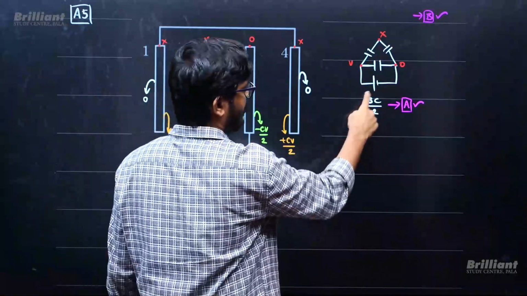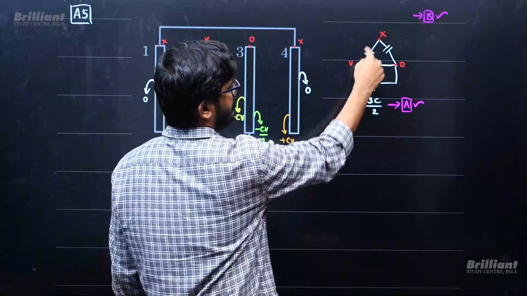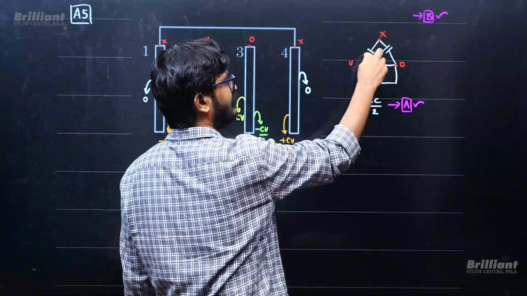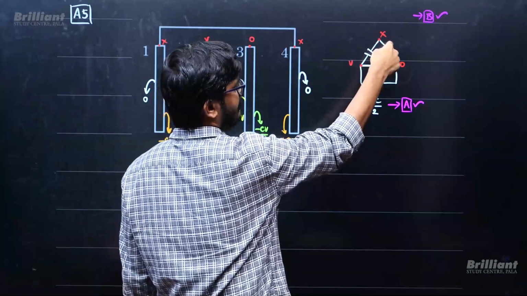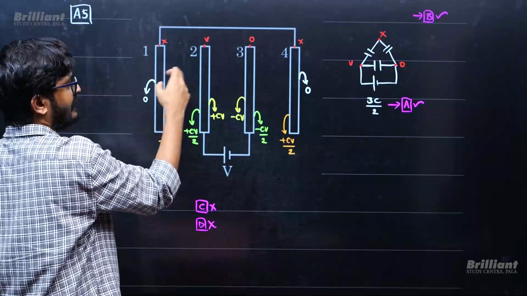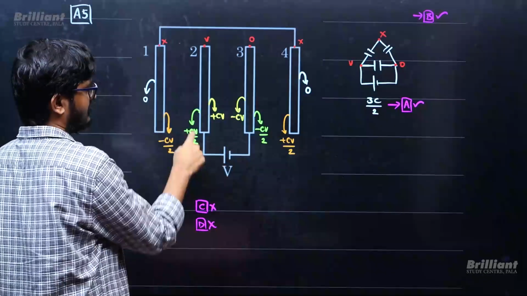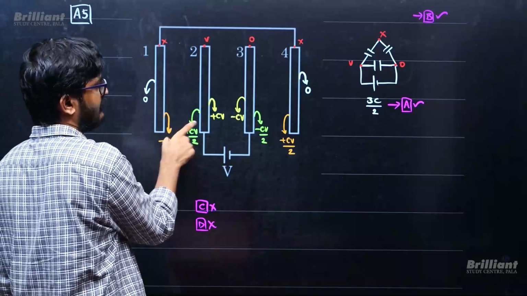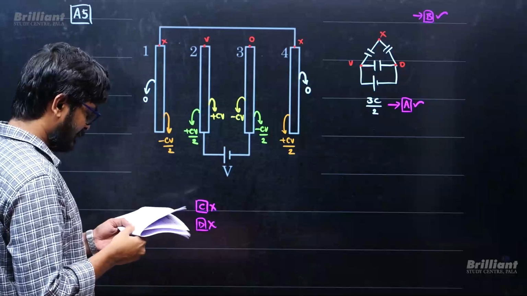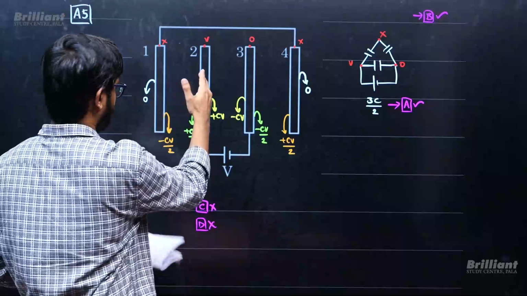But what is the equivalent capacitance? What is this capacitance? This capacitance is C by 2. So, charge on this is plus CV by 2, minus CV by 2, plus CV by 2, minus CV by 2. The thing between V and X, the charge is CV by 2. So, this will be plus CV by 2, this will be minus CV by 2, plus CV by 2, minus CV by 2.